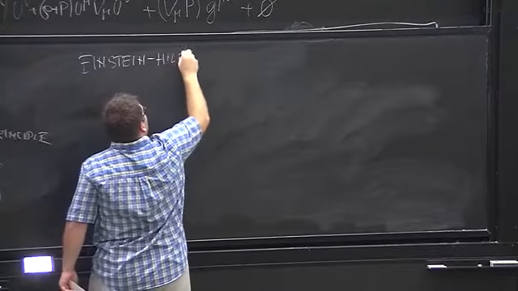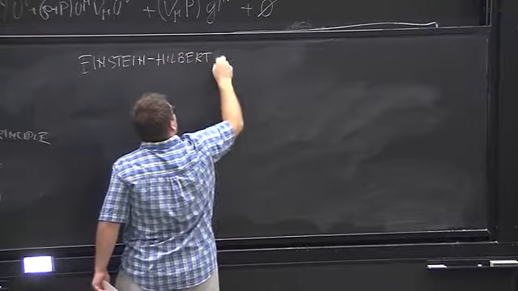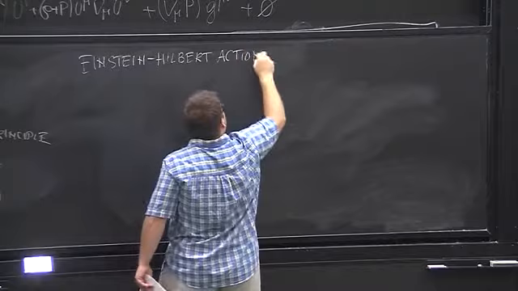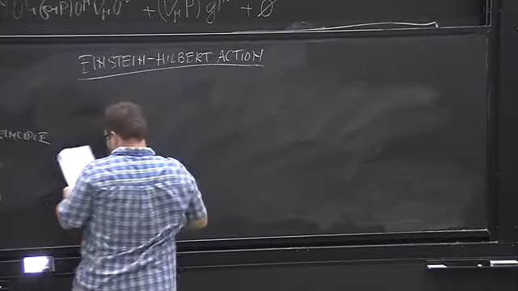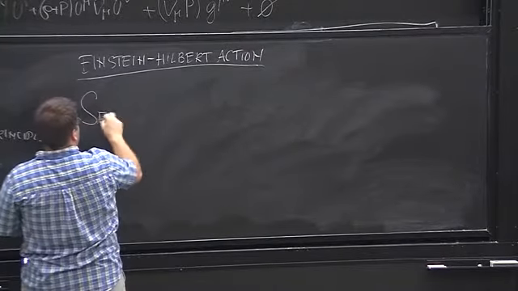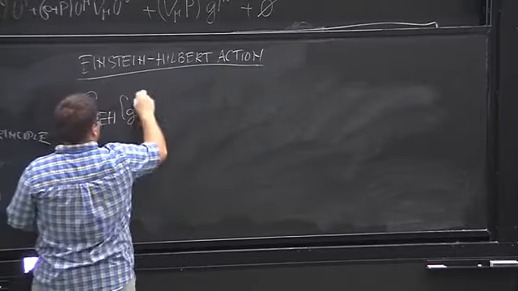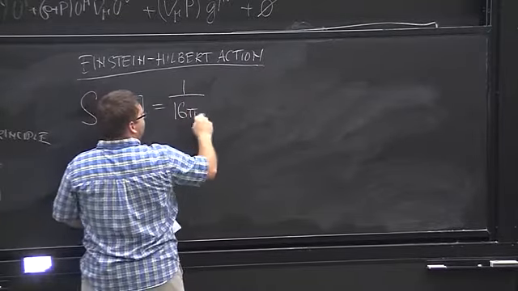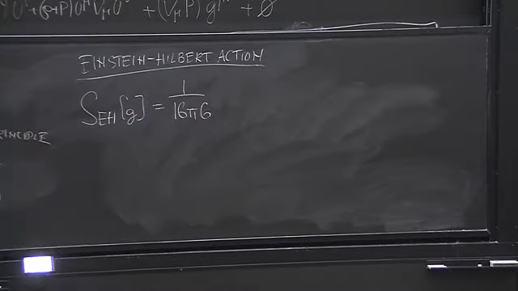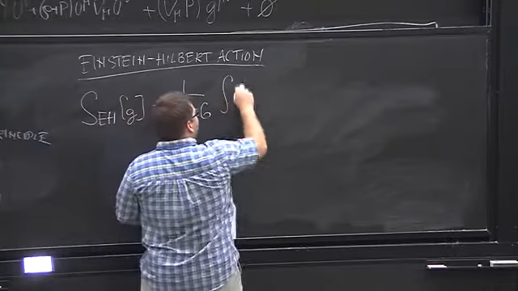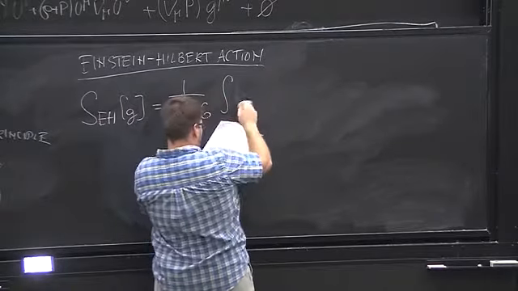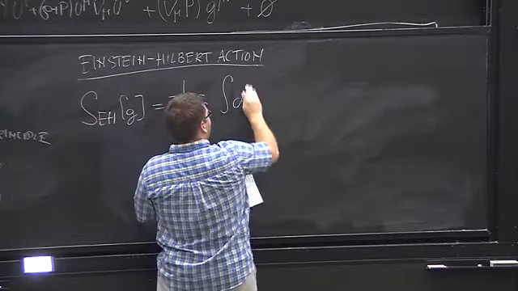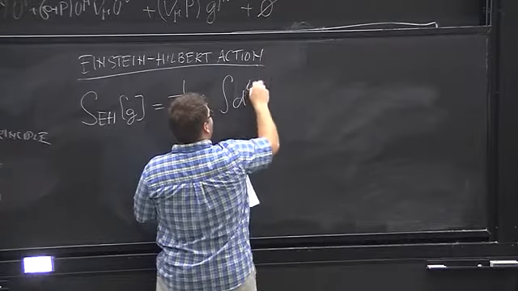Einstein-Hilbert action. The Einstein-Hilbert action depends on the metric. There is some prefactor, 1/16 pi G, where G is Newton's constant, and then you have to do an invariant measure element. So d4x.